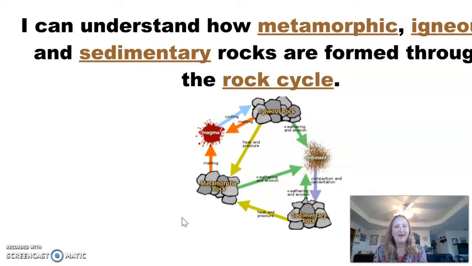I can understand how metamorphic, igneous, and sedimentary rocks are formed through the rock cycle. Let's put it all together and say it together. I can understand how metamorphic, igneous, and sedimentary rocks are formed through the rock cycle. When we finish, hopefully you can understand how they are formed.